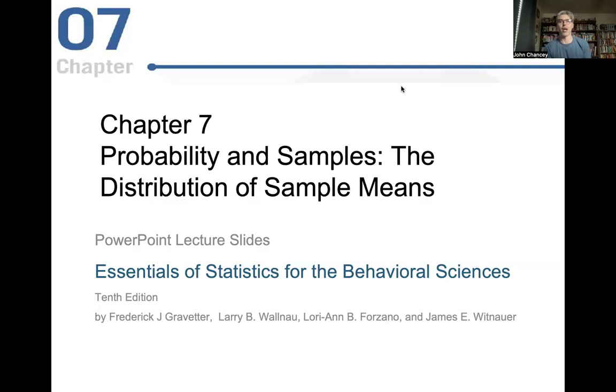We are moving into chapter 7. We're pretty much at the halfway point of the textbook. In this chapter, we're going to be building on what we used last chapter with probability, and now we're going to look at probability in samples and how it relates to the distribution of sample means.